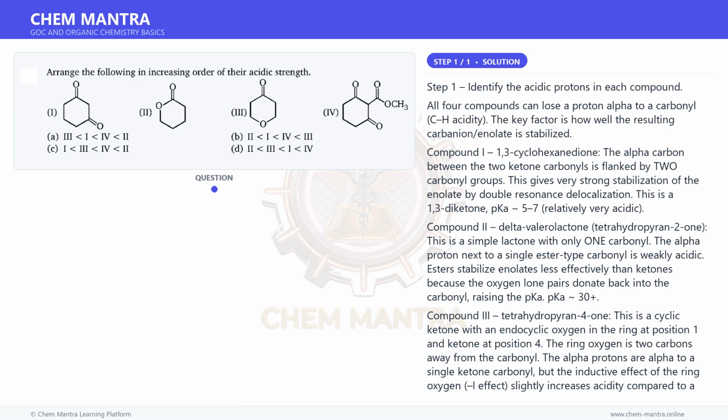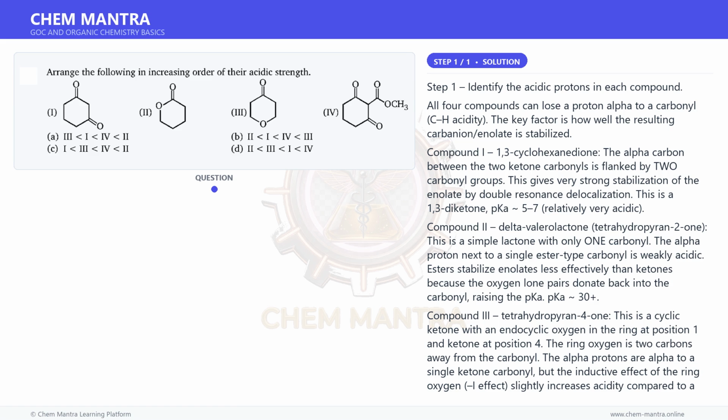Compound 2, delta-valerolactone, tetrahydropyran-2-one. This is a simple lactone with only 1 carbonyl. The alpha proton next to a single ester-type carbonyl is weakly acidic. Esters stabilize enolates less effectively than ketones because the oxygen lone pairs donate back into the carbonyl, raising the pKa. pKa 30+.